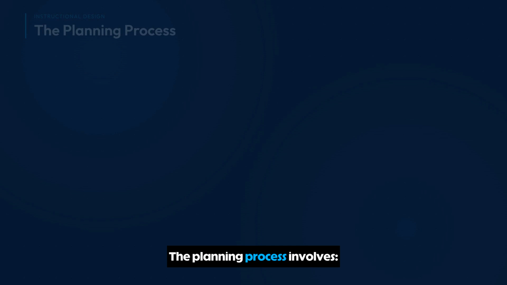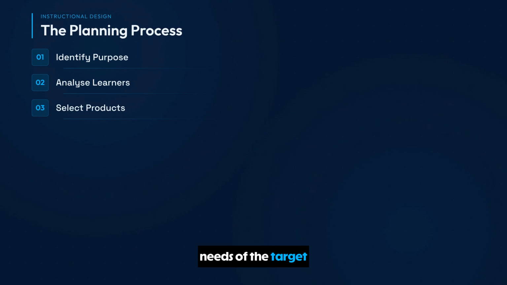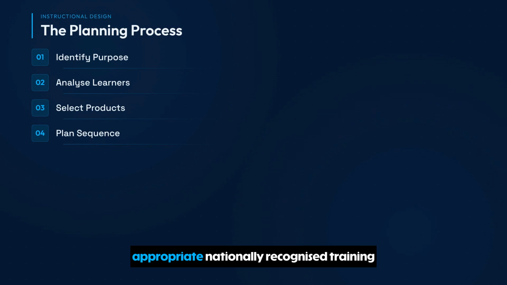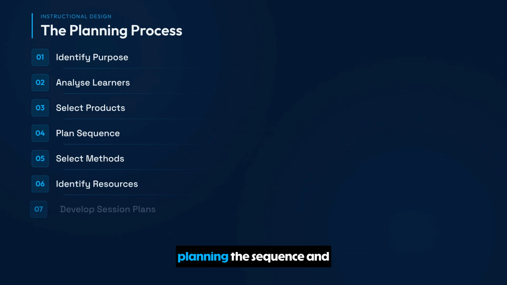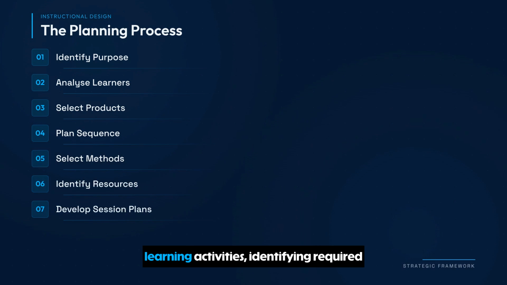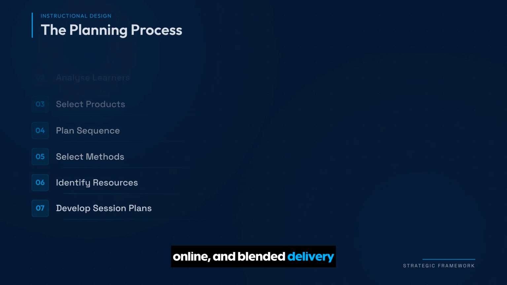The planning process involves identifying the purpose and objectives of the training, analyzing the characteristics and needs of the target learner group, and selecting appropriate nationally recognized training products. We then move into planning the sequence and structure of training, selecting suitable delivery methods and learning activities, identifying required facilities, equipment, and learning resources, and finally developing individual session plans. This applies across face-to-face, online, and blended delivery contexts.